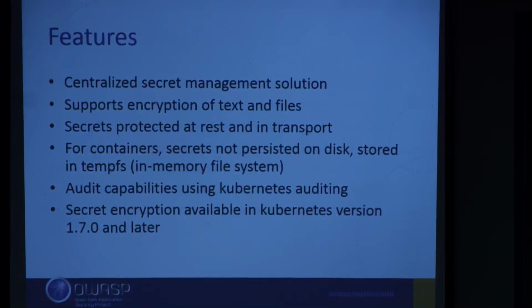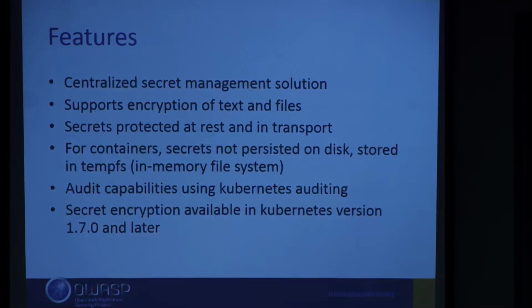So in terms of the features, it's a centralized secret management solution. It supports encryption for text and files. The secrets are protected at rest and in transport, but you have to configure it correctly. And for containers, secrets are not persisted on the disk when they are provided. They are provided in an in-memory tmpfs file system. Kubernetes provides audit capabilities using Kubernetes auditing.